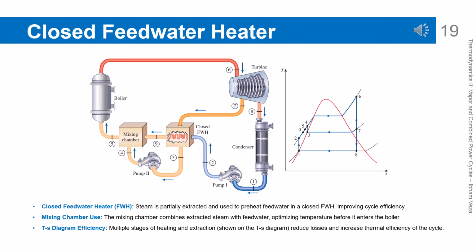Closed feed water heater efficiency boost. Using multiple stages of feed water heating reduces irreversibility during the heating process. Each extraction stage raises the feed water temperature step by step. As a result, heat addition in the boiler occurs at a higher temperature. This directly improves thermal efficiency. This concept is common in high-efficiency power plants.